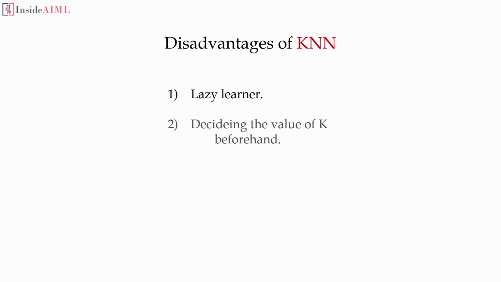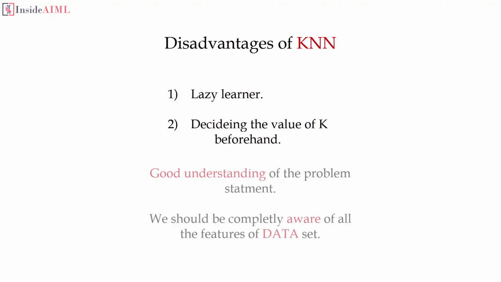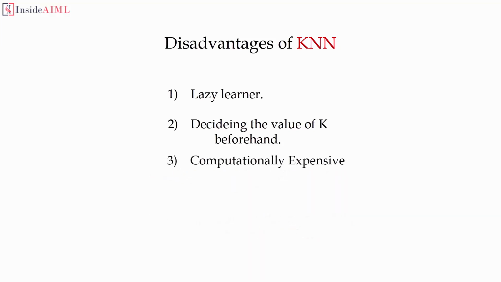The second is deciding the value of k. We need to specify the value of k beforehand, which sometimes becomes a very tedious task, as choosing the wrong value of k will make your model predict bizarre results. In order to find the optimal value of k, we need to have a good understanding of the problem statement, and we should be completely aware of all the features of the dataset, as any small error can degrade our model.